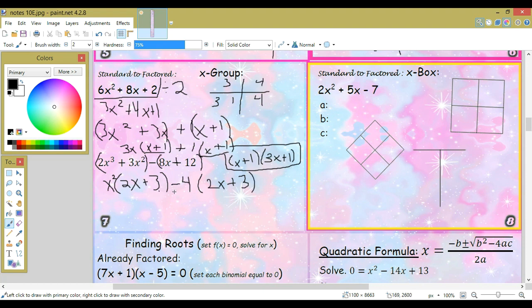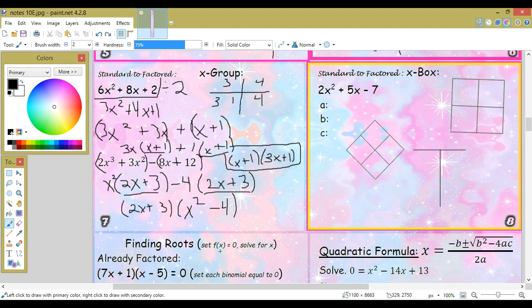So we want the parenthesis items to be the same. If they're not, you probably didn't factor out the GCF, or it might possibly not be factorable. The greatest common factor here between these two terms is 2x plus 3. So let's pull that out. 2x plus 3, and then on the inside what's left in the parentheses is x squared minus 4. And that's our factored form.